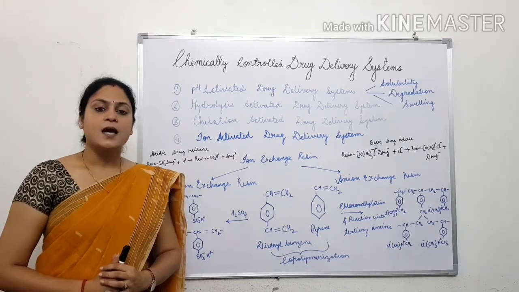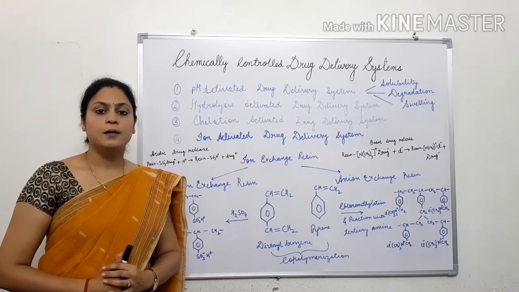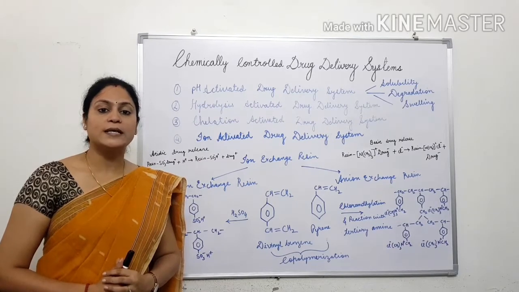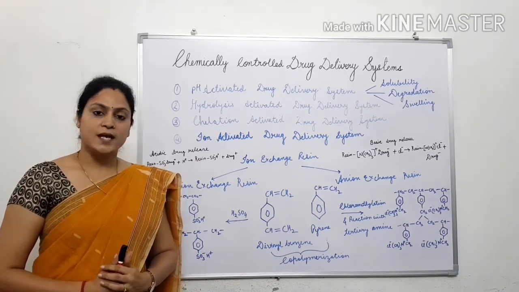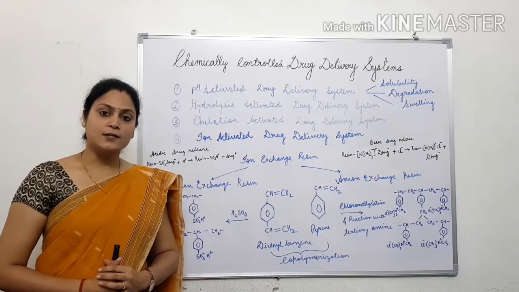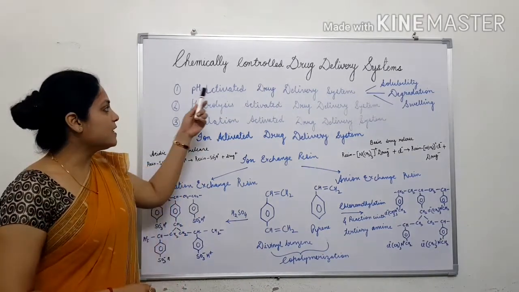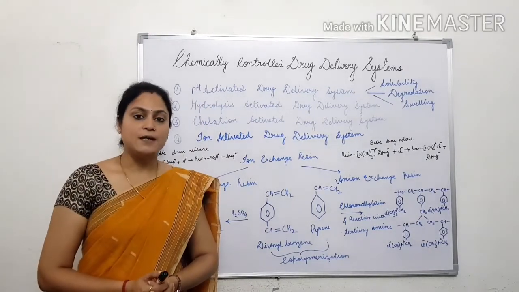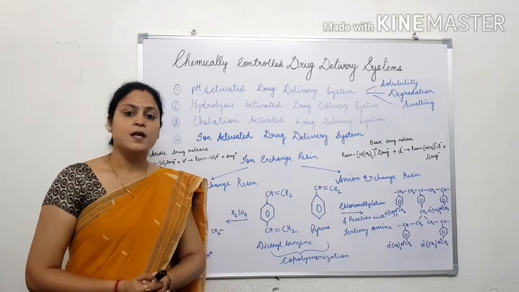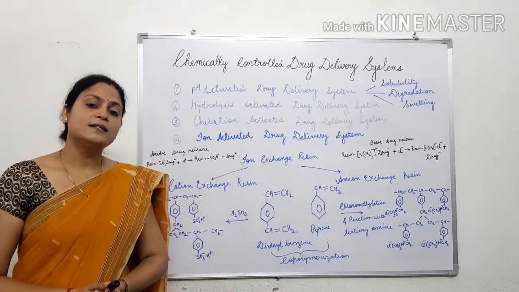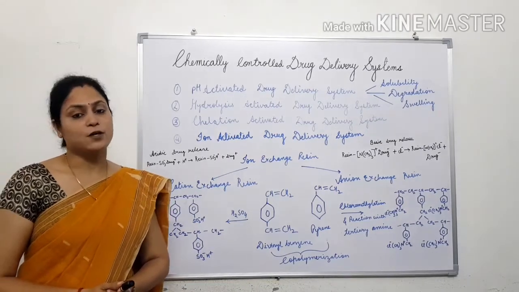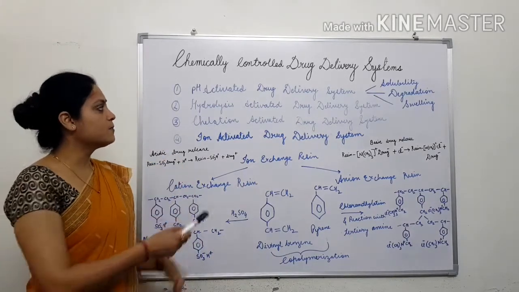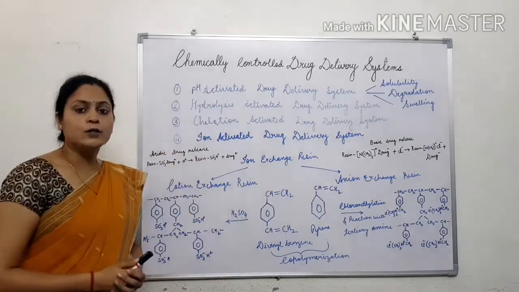Dear students, in continuation of our discussion regarding various approaches used for the formulation of controlled release drug delivery system, today we are going to discuss another approach, which is chemically controlled drug delivery systems. In these chemically controlled drug delivery systems, the rate of drug delivery is dependent upon certain types of chemical reactions. These are classified into 4 types.